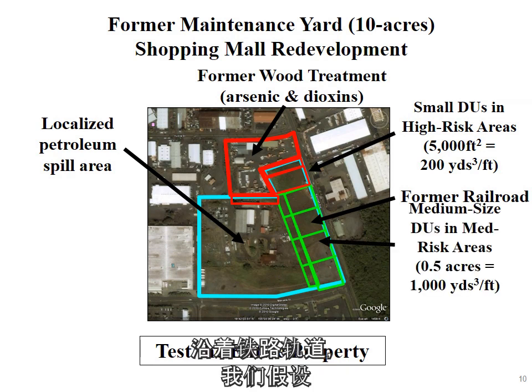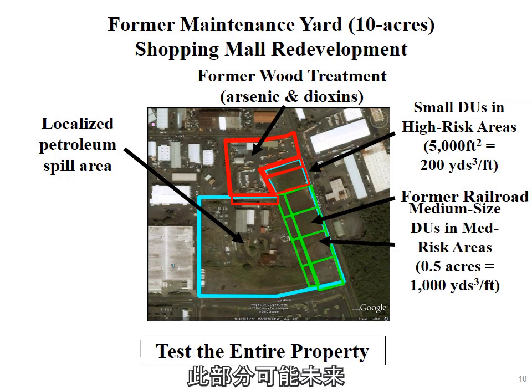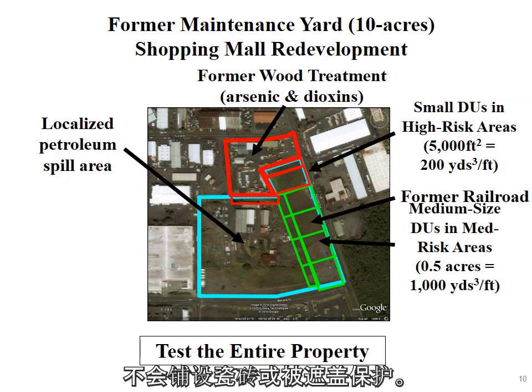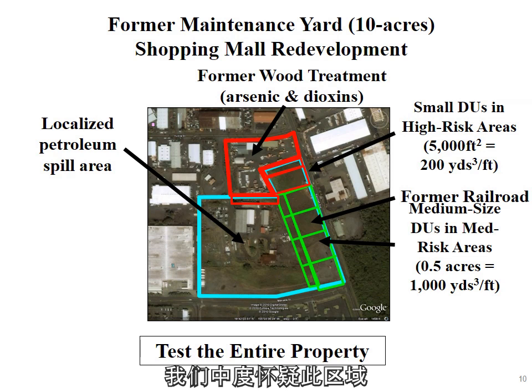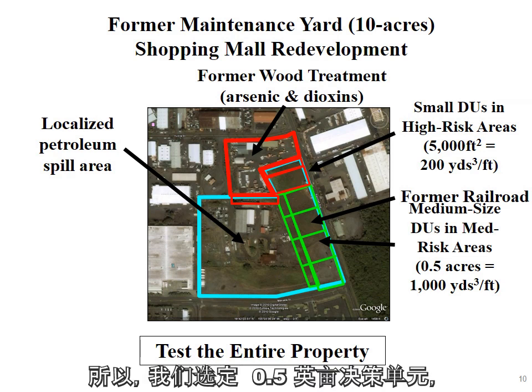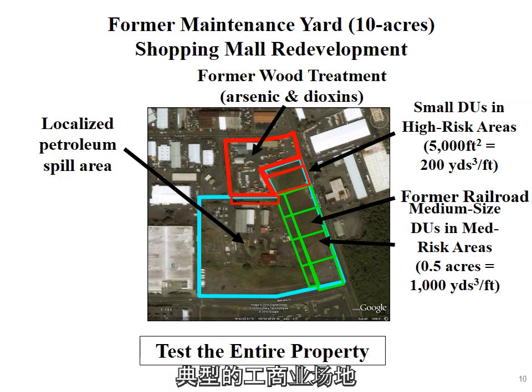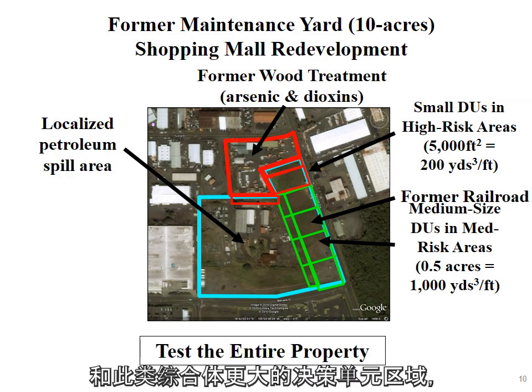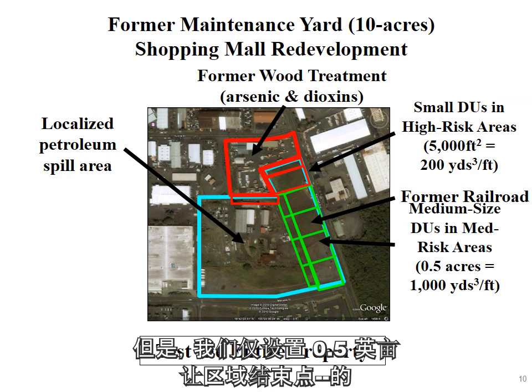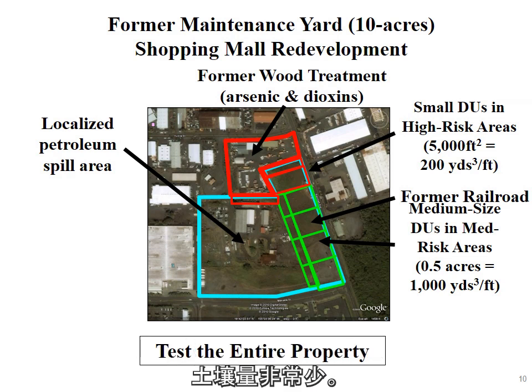Along the railroad tracks, we were assuming this part of the property could be left unpaved, uncapped in the future, and we had a moderate suspicion that this area could be contaminated with arsenic. So we settled on a default DU size of 0.5 acres, half an acre, for commercial industrial exposure. We really could have made it larger than that for a typical commercial industrial site of this type, but we set it at 0.5 acres just to keep the area and volume of soil fairly small.